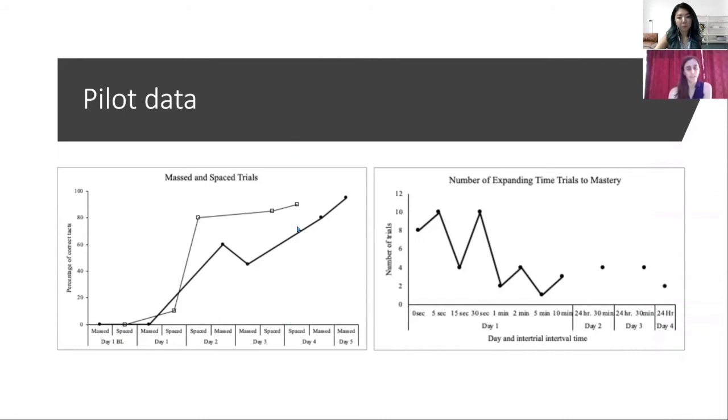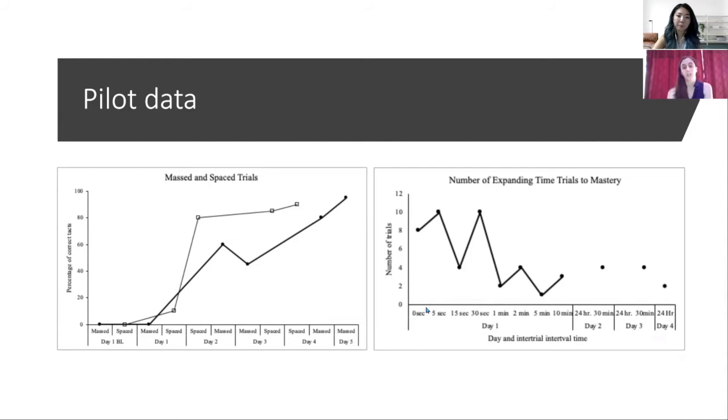She reached mastery criteria sooner than she reached mastery criteria for mass trials, and it took her 5 days to complete the tacting sets to mastery. Expanding time trials, because it runs off of different criteria than mass and space, we're not able to incorporate it together in the graphs with mass and space. So instead, we are showing the data through the number of trials to mastery.